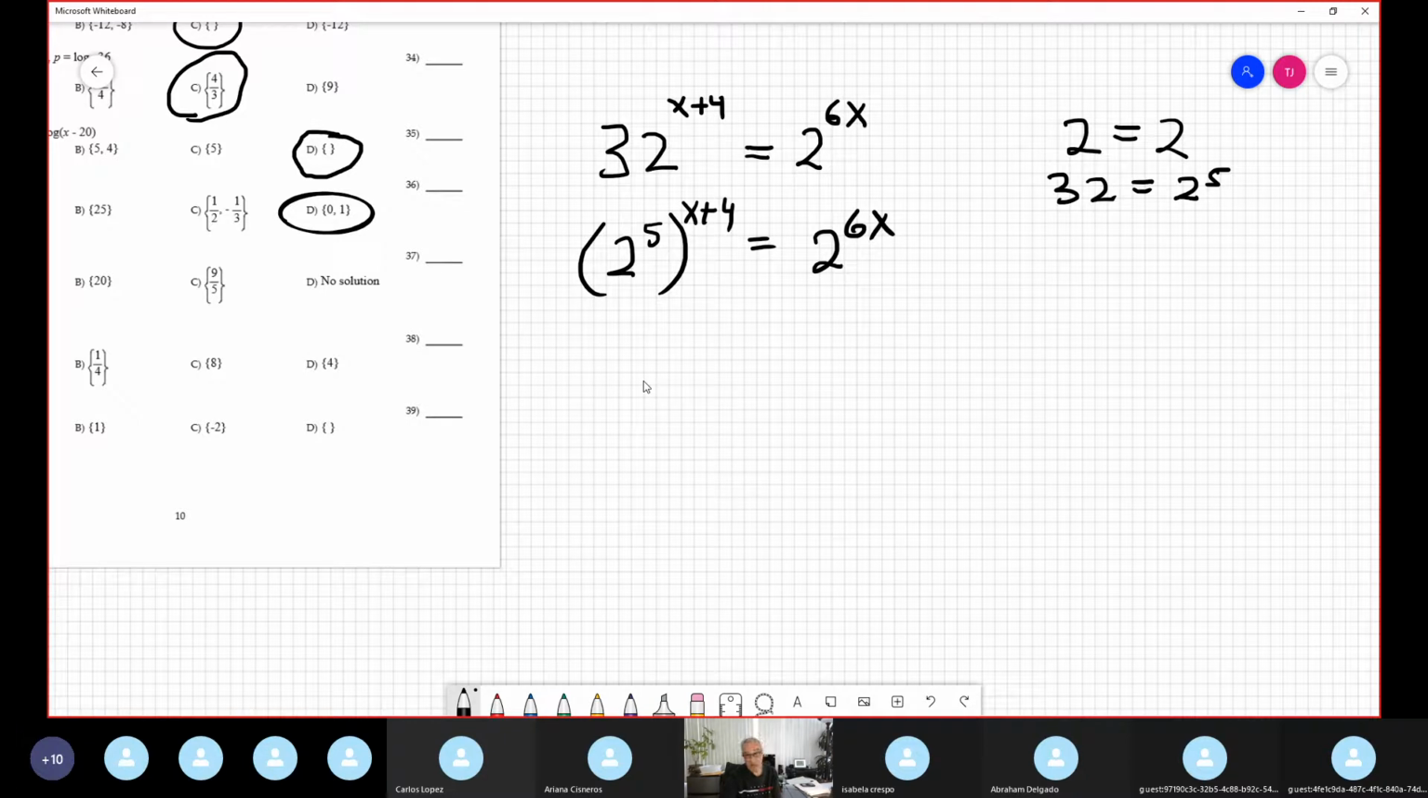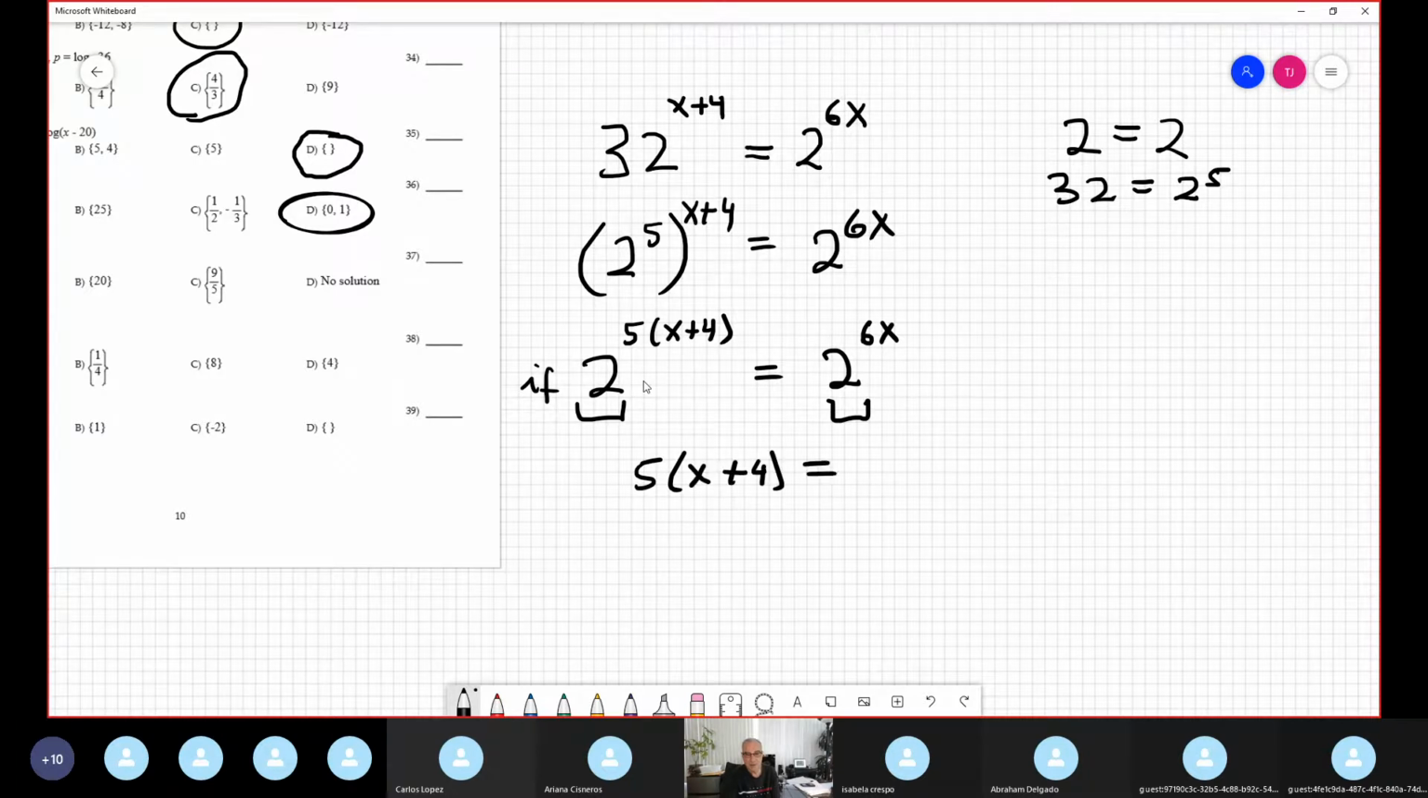Okay, this is not the only way to do that. However, it's one possibility. Now multiplication of the exponents: this is 2 to the 5 multiplied by x plus 4. I put parentheses because this is a binomial, and this doesn't need parentheses because it's a monomial. And now you have exponentials with the same base, so the arguments are equal: 5 times x plus 4 is equal to 6x. Boom.